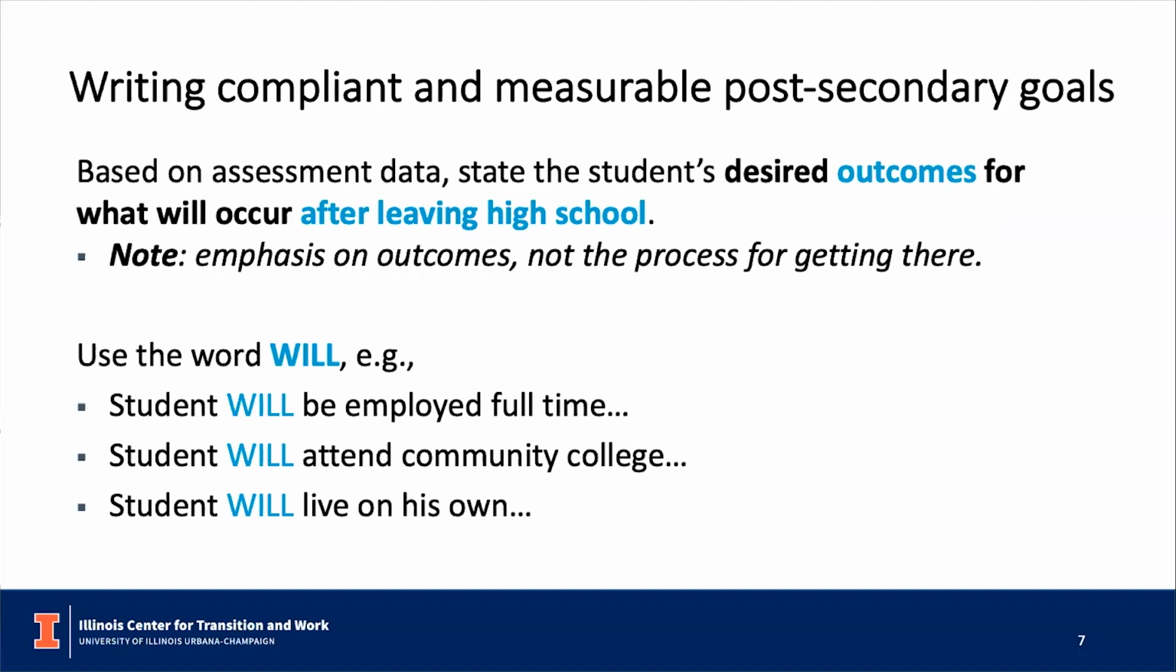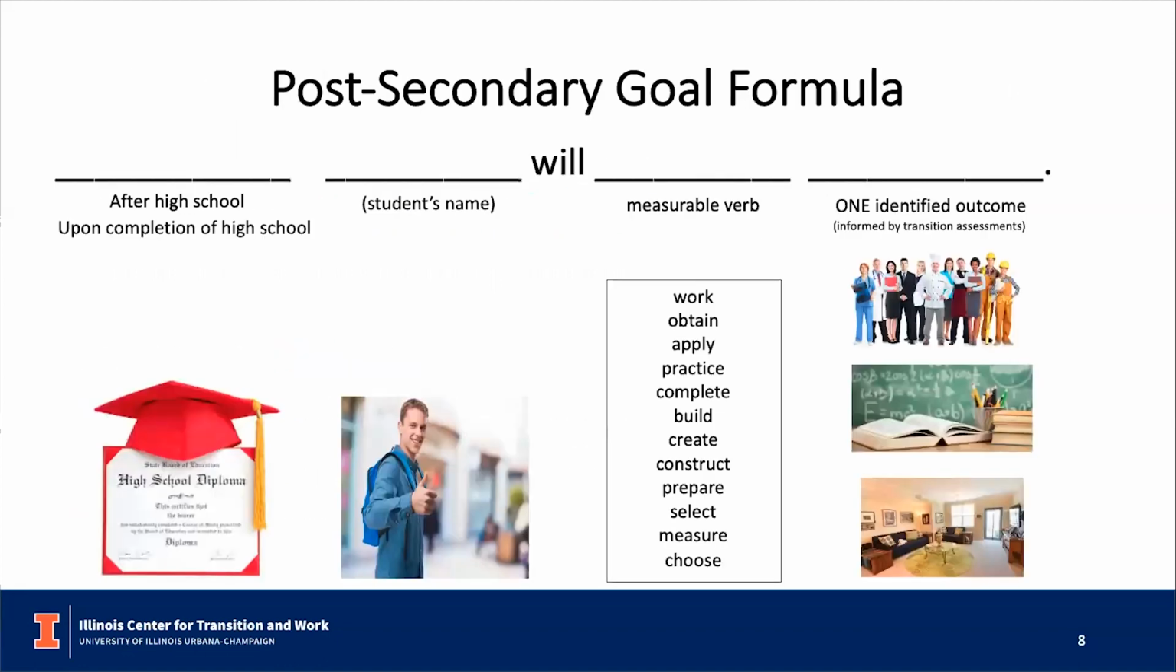So we're using the word will in these statements, and sometimes that can make us a little uncomfortable, but we're talking about setting our vision and making this happen. So student will be employed full-time, student will attend community college, student will live on his own, maybe not. But we need to state them in a very clear and measurable way.